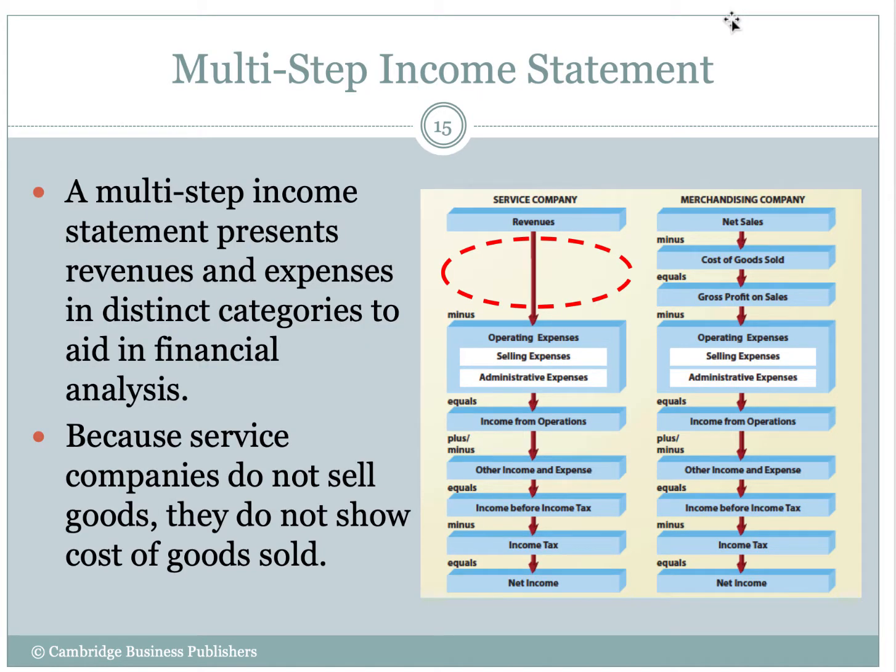Okay, so what we have here is an example of a multi-step income statement. If you'll notice, there's a lot more steps in this, right? We have to calculate a number of things. We break down our expenses into operating expenses. We calculate things like income from operations. We add or subtract any other income or expenses that we may have. Then we end up with income before income tax. We subtract out our income tax. Then we end up with net income.